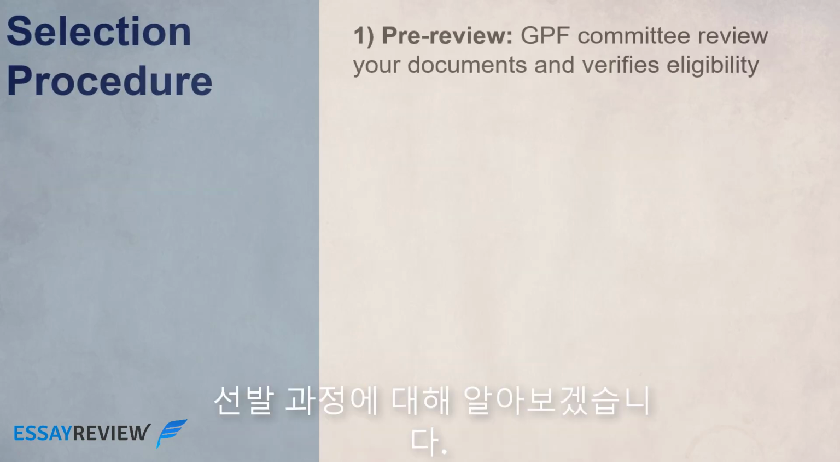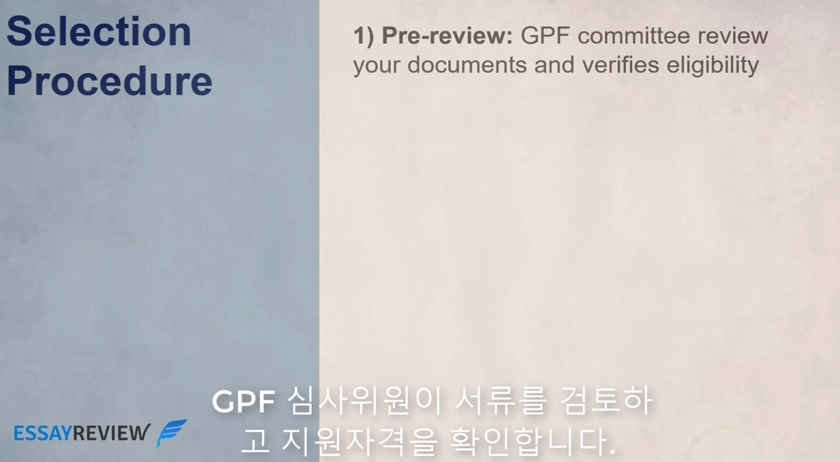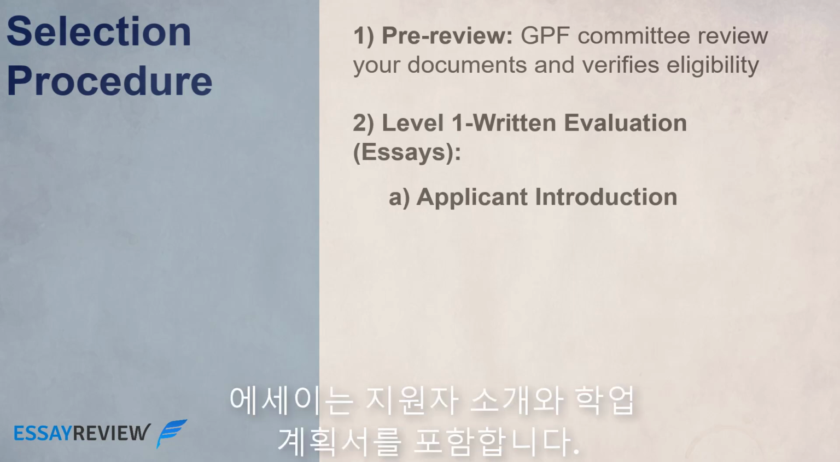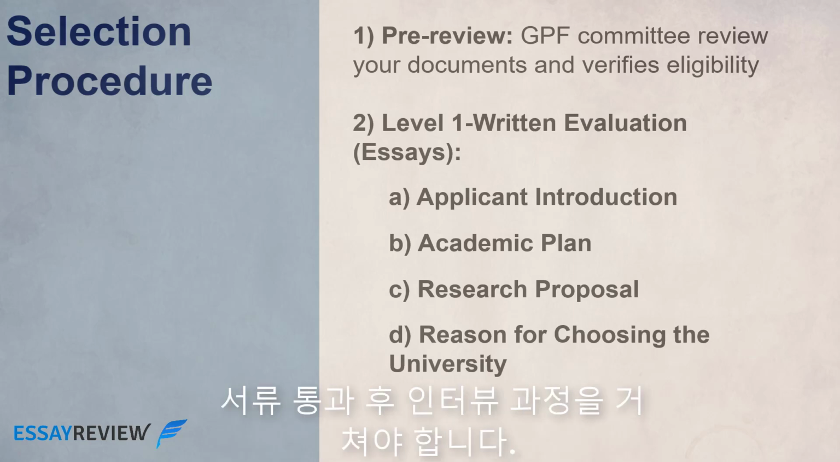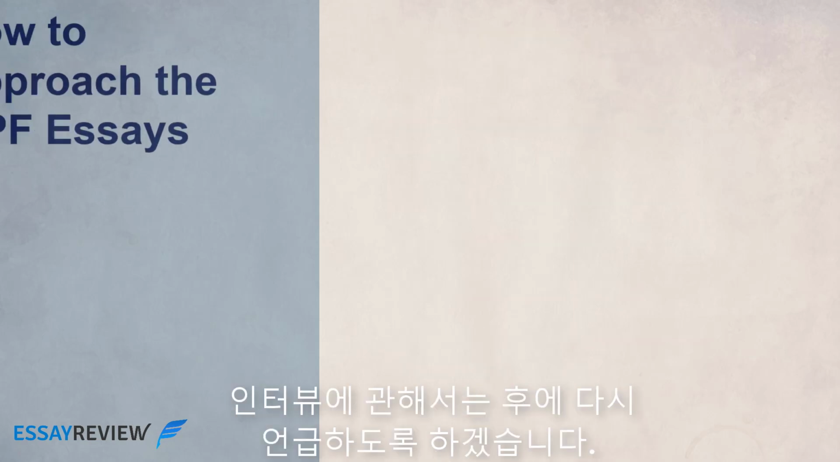So let's talk about the selection procedure. The first step in the application process is the pre-review, in which the GPF committee reviews your documents and verifies your eligibility. Following that, you will write a written evaluation, which is the essay portion. This includes an applicant introduction, an academic plan, a research proposal, and reasons for choosing the university. If you pass the written evaluation portion of the application, you'll move on to the applicant interview, which we will discuss in a later video.